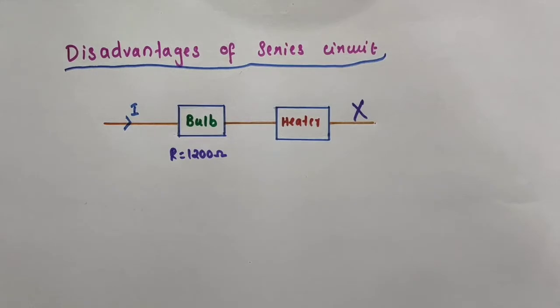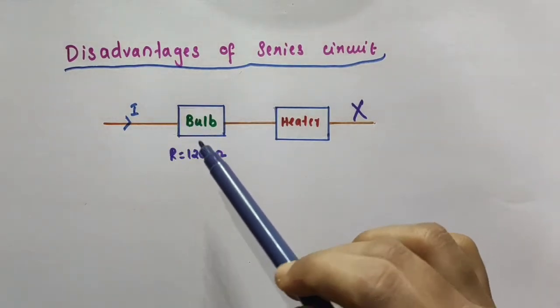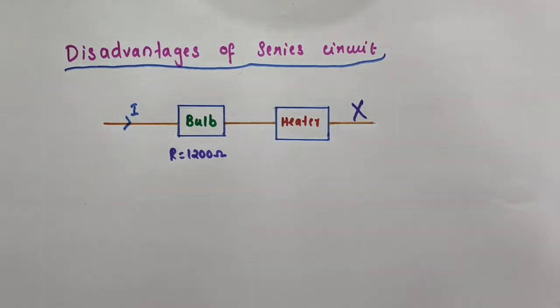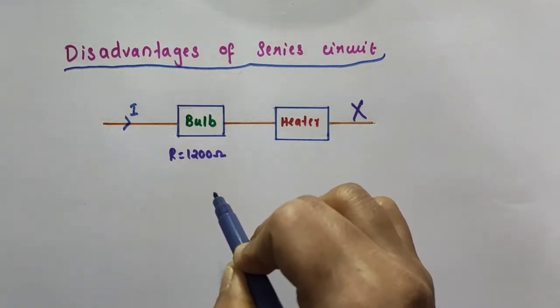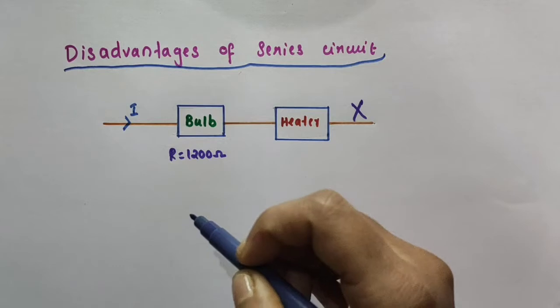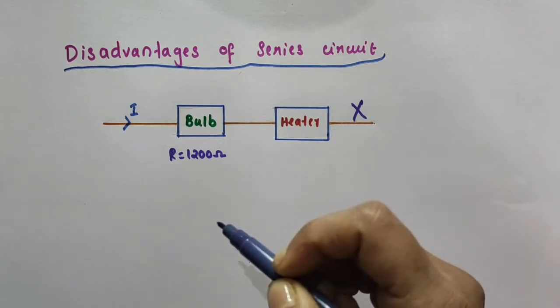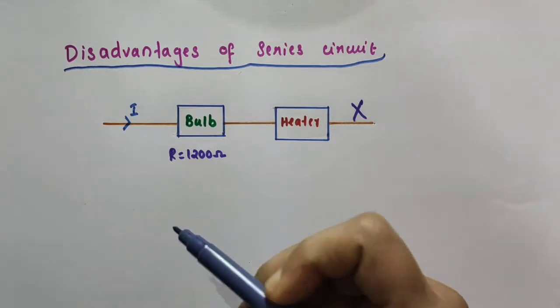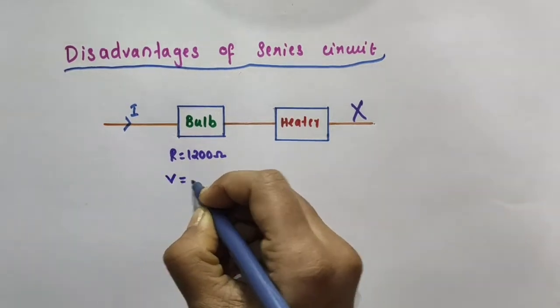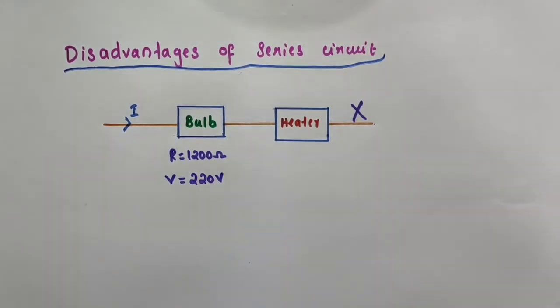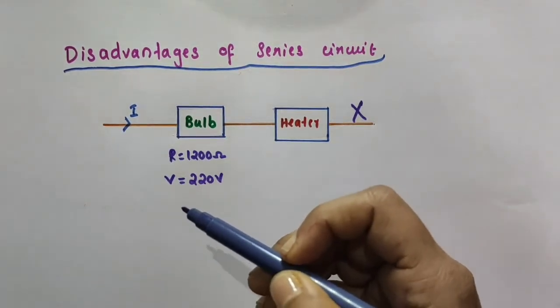To understand this clearly, consider an electric bulb with resistance of the filament as 1200 ohm. So R is the resistance of the filament of this electric bulb, 1200 ohms. The voltage supplied to our homes is 220 volt. That is, the potential difference between the live wire and the neutral wire is 220 volt. So we can consider V as 220 volt.